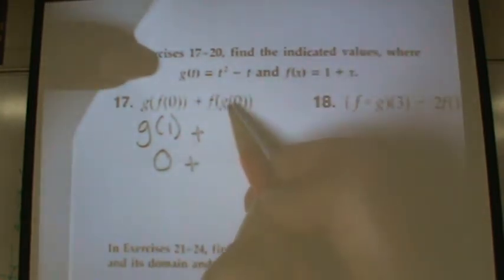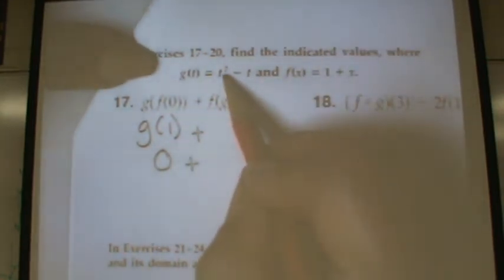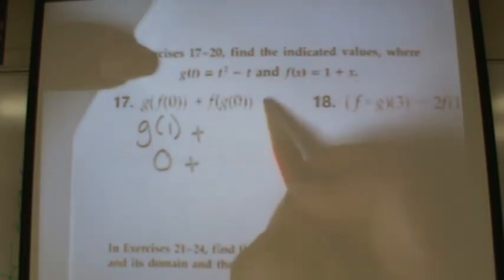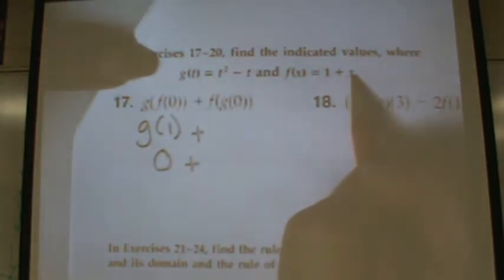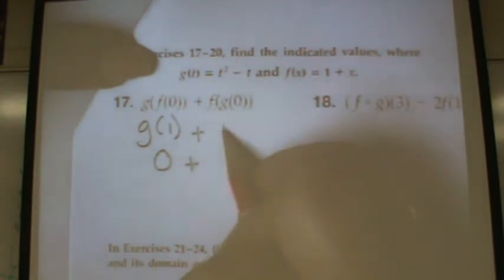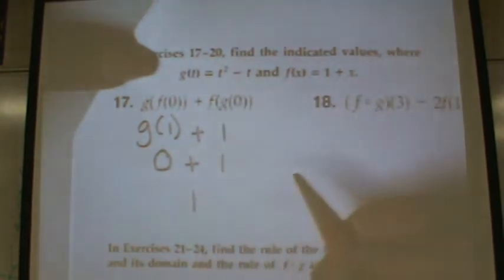And then if I plug 0 in the g function, I get 0 squared minus 0. And then 0 back in here, I get 1. So 0 plus 1 is 1.